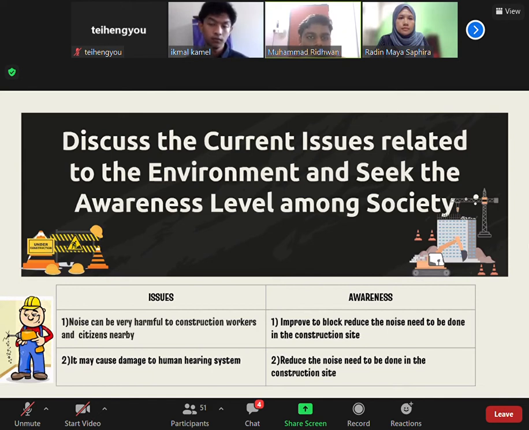All of these works for sure will make a lot of noise because all of these works are being done using massive machines. Erect the barrier as close as possible to the point of origin. All sites beyond the barrier will profit from this strategy. So the awareness is to improve the barrier, and reducing the noise needs to be done in the construction site. Next slide.